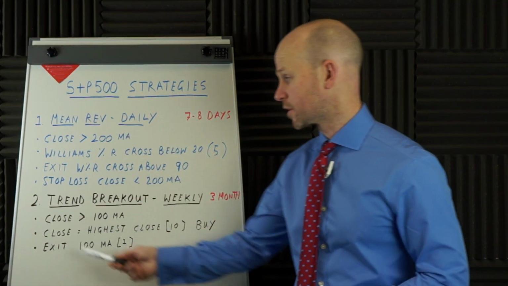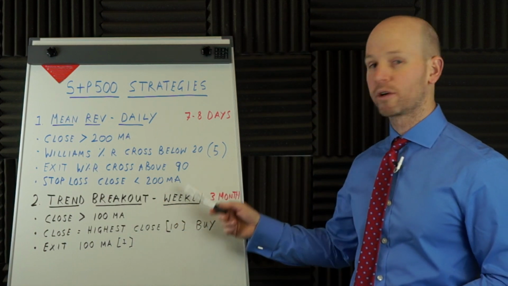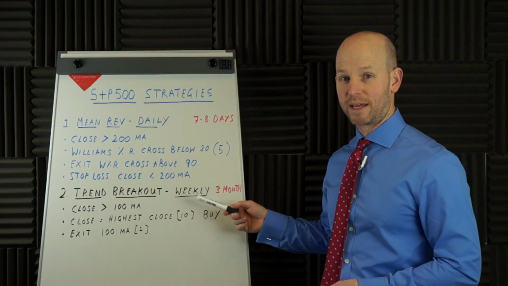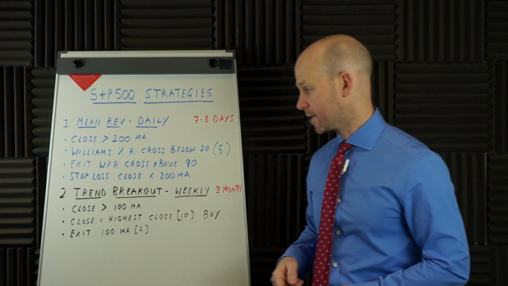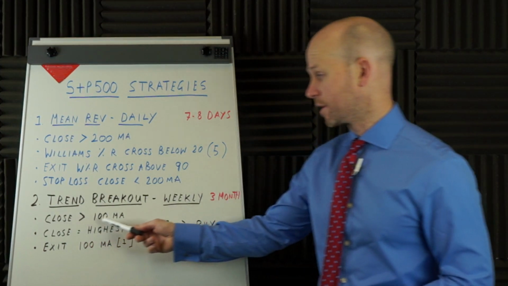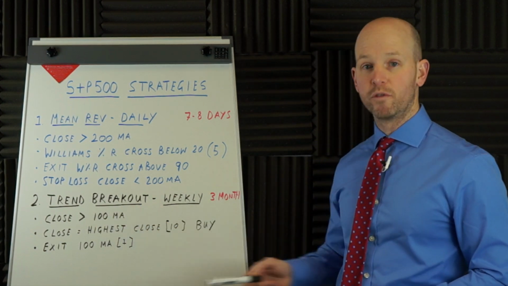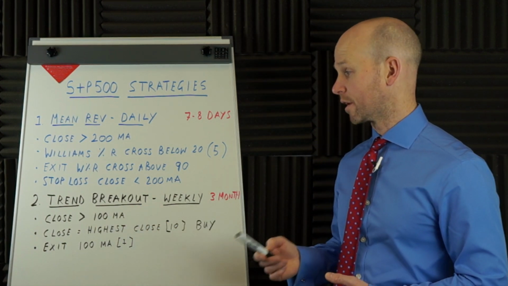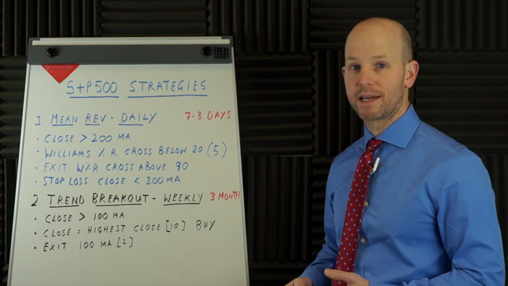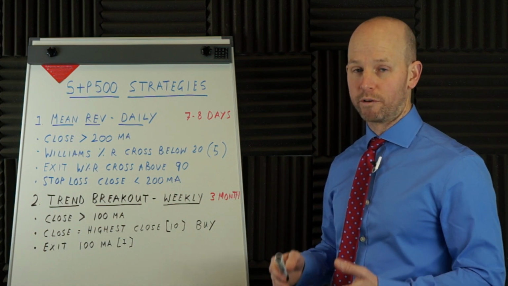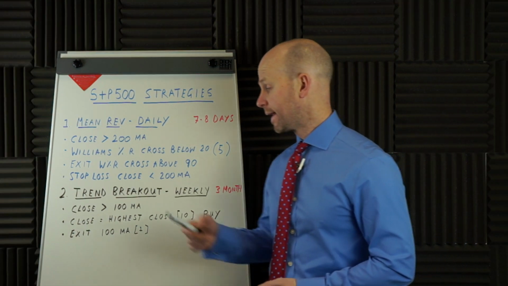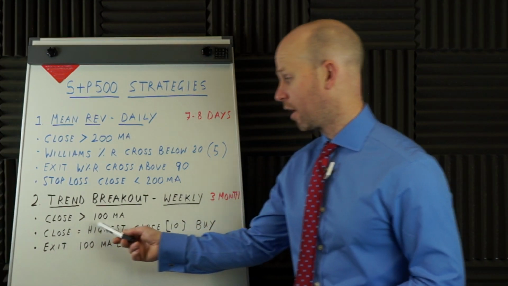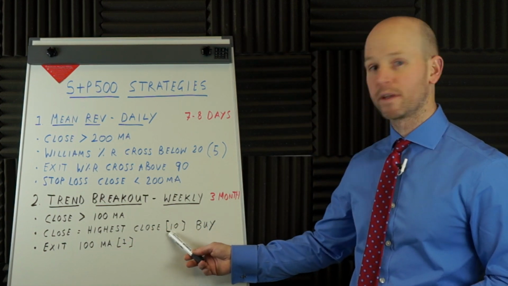Strategy number two is going to be a trend breakout, and we're looking at the weekly chart this time. Now, we want to be looking at the closing prices of the weekly bars, and if the current close is greater than the 100 period moving average on the weekly chart, then we can go long. That's our filter to say yes, we can trade. If it's below, we're in a bear market and we don't want to trade. So if we're trading, we want to be looking, is the latest close the highest close over the last 10 bars?